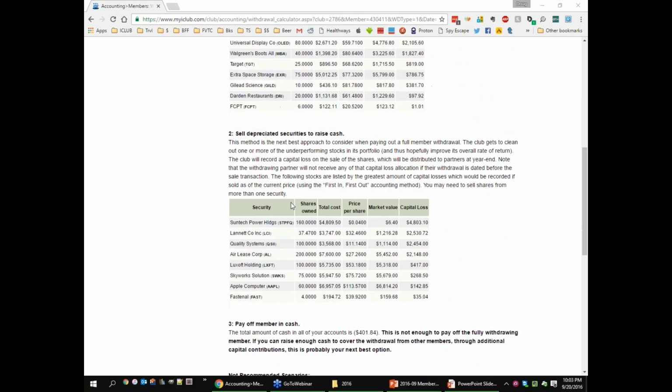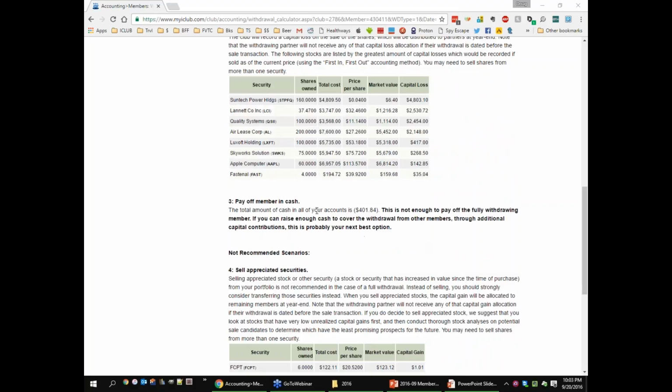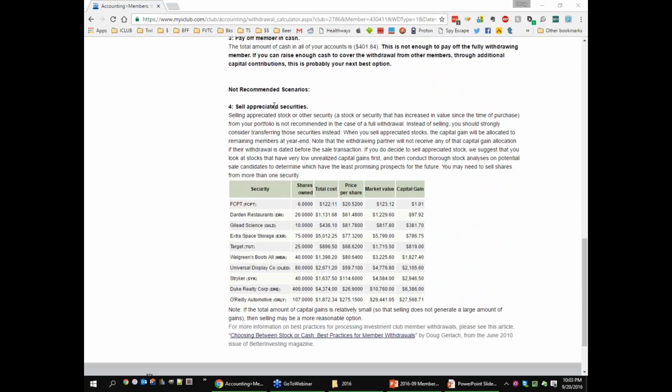The second one is selling the losing stocks to raise cash. So we have some stocks with a lot of capital losses, so here's a great opportunity to get rid of some of those and raise the money. And then to pay off the cash, if we don't have enough cash in our account, it tells us, so we might have to figure out what to do. And then it says don't. Here are some not recommended scenarios.